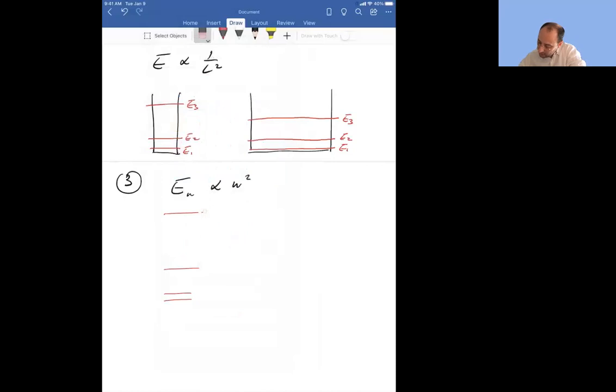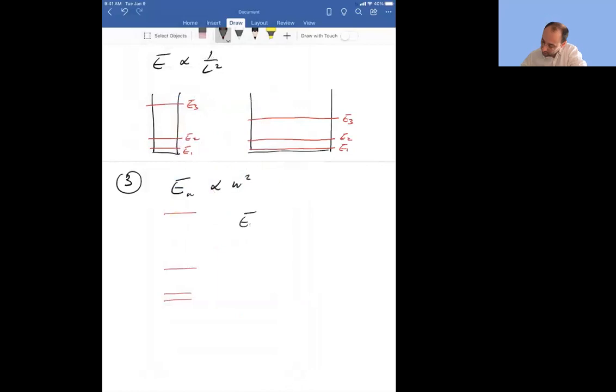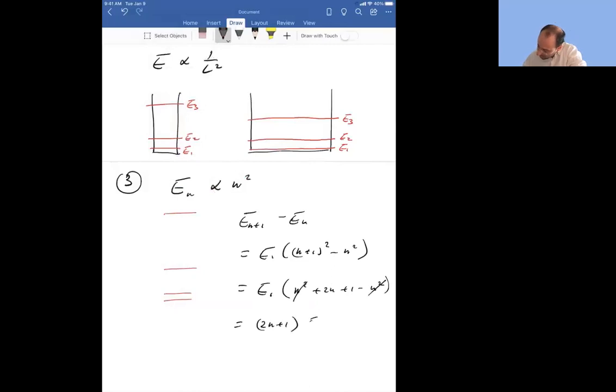But let's actually calculate the energy spacing between n and n plus first level. So E sub n plus 1 minus E sub n equals E1, n plus 1 quantity squared minus n squared, equals E1, n squared plus 2n plus 1 minus n squared. So the exact formula is that it's 2n plus 1 times E1.